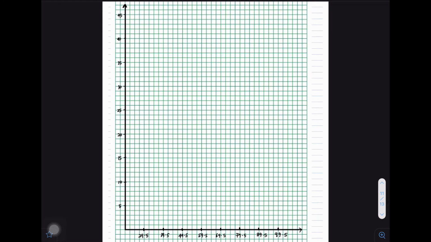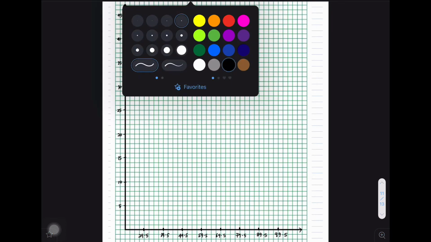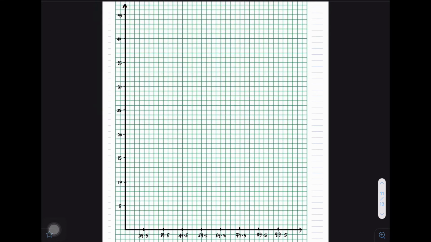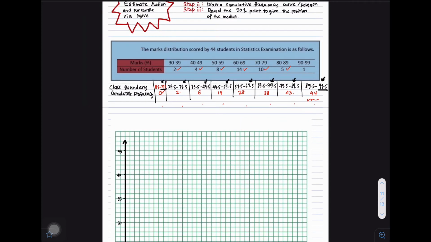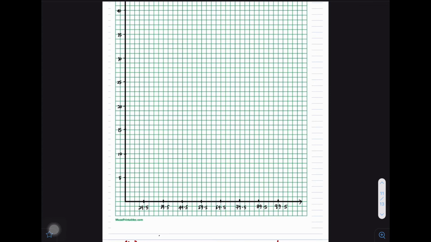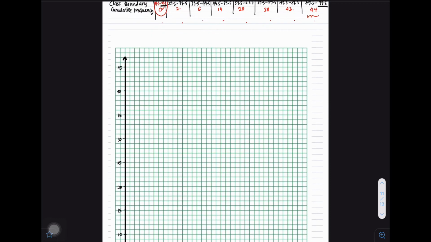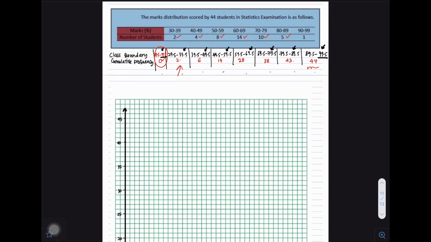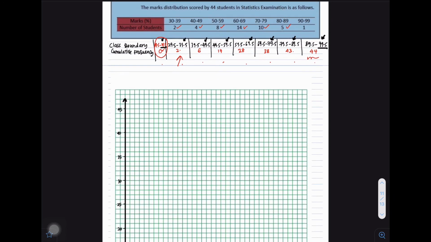Alright, so now we want to plot our cumulative frequency based on the upper boundary. So kita tengok untuk boundary yang pertama 29.5 ini adalah untuk kelas yang pertama. So the frequency is 0. So the 0 frequency is here lah, dekat atas garisan lah, kosong. Okay, and then for the first class, our cumulative frequency is 2.